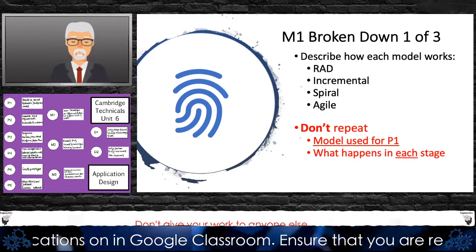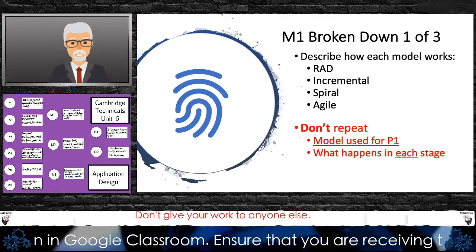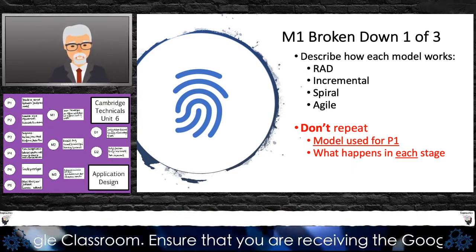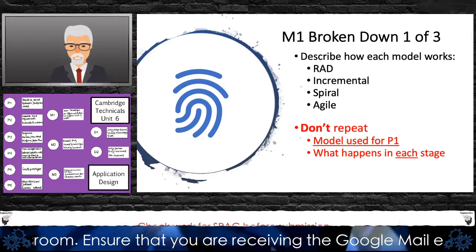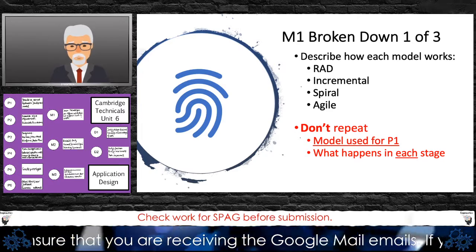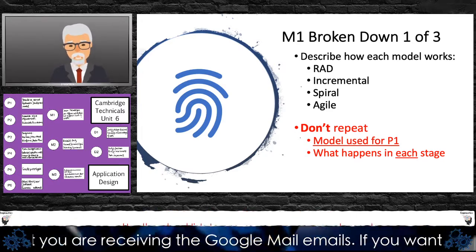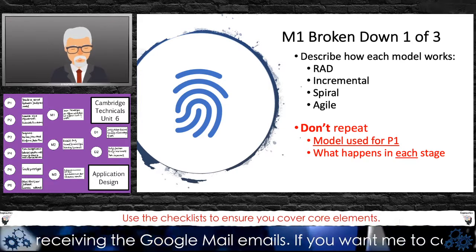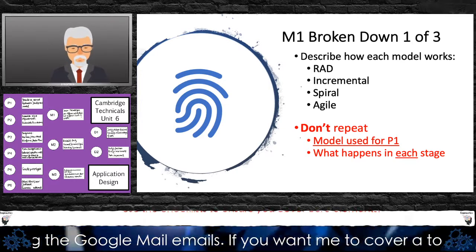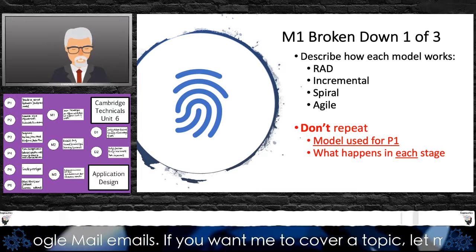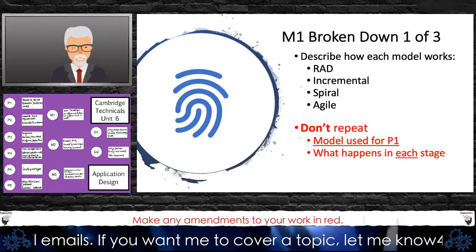Your job is not to simply describe the stages again. Don't do that, and don't talk about the waterfall because you've already done that. But what you do need to talk about is how each model works. So make sure you get that done. That's going to be 2 fairly short paragraphs probably for each model. You don't need to go beyond that.